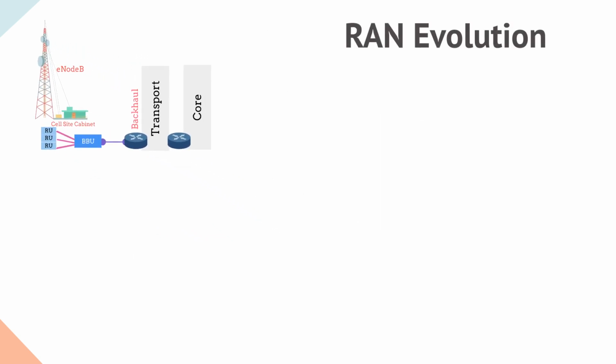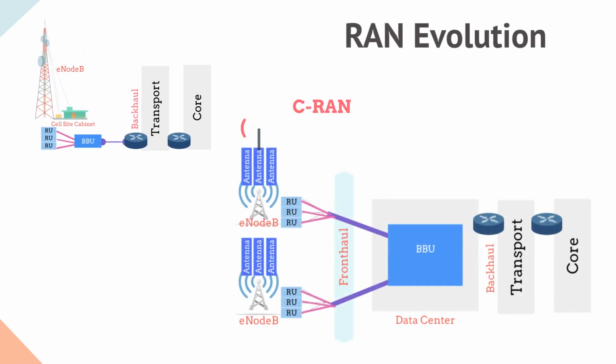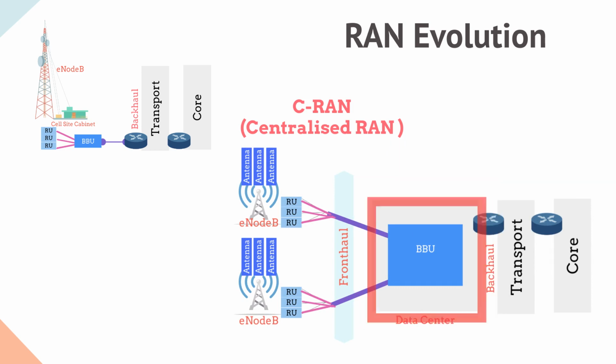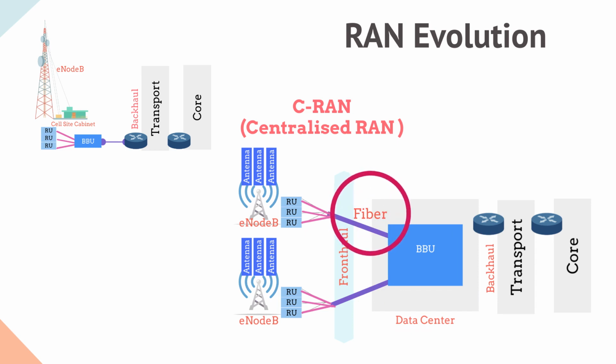The next stage is called centralized RAN, or simply C-RAN, which results in the movement of the BBU to the data center, not the cell site. Here the BBU is connected to the cell site RU via high bandwidth fiber. If you need to shift the BBU to the edge data center, then you need a high bandwidth link between RU and BBU, most likely a fiber cable. So, this deployment was applicable to areas where access to fiber is available.